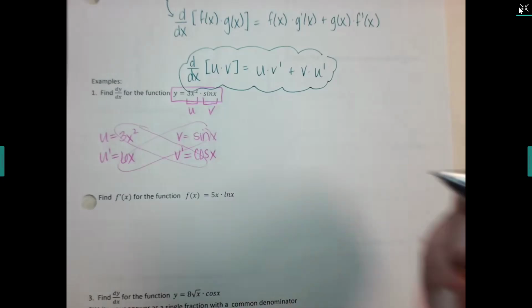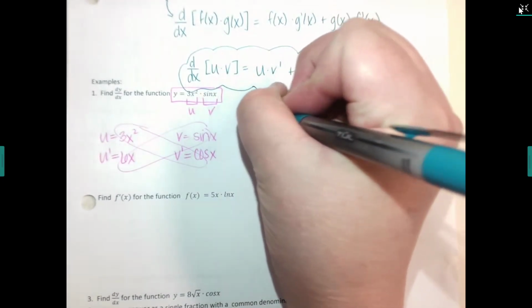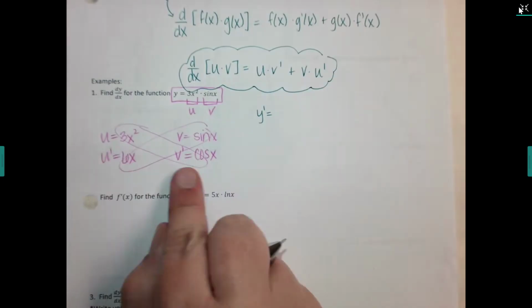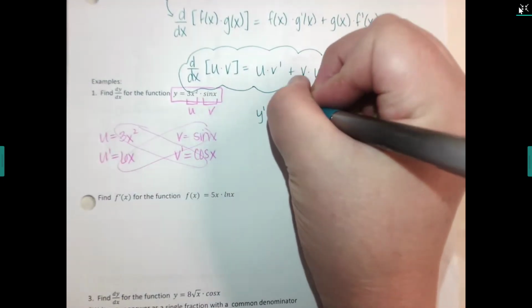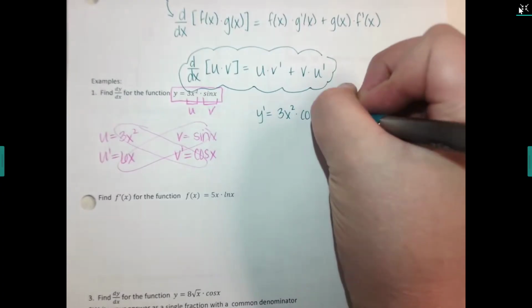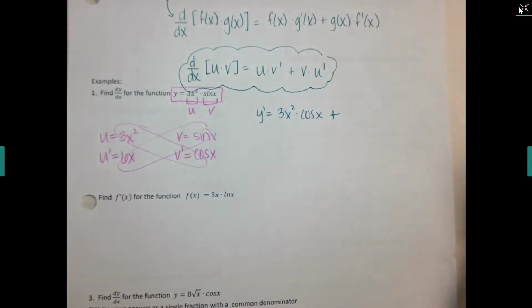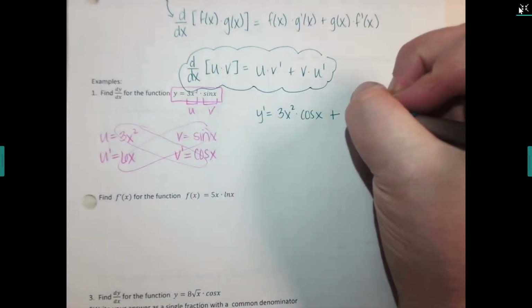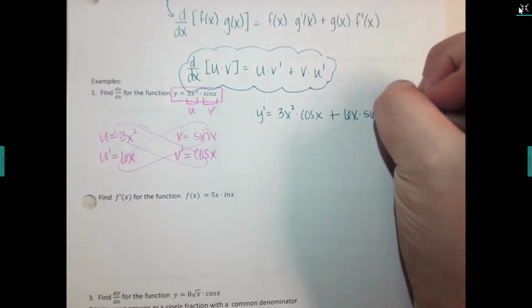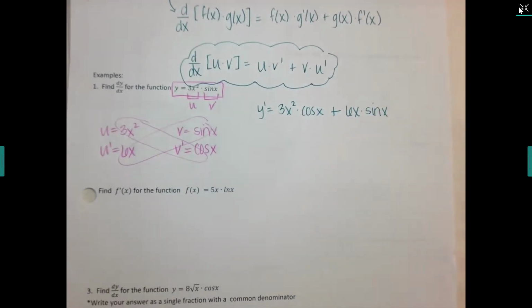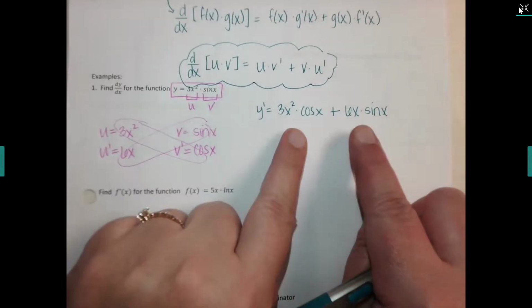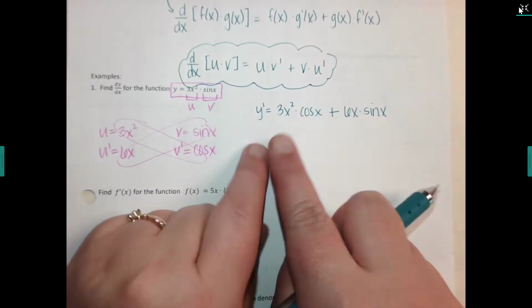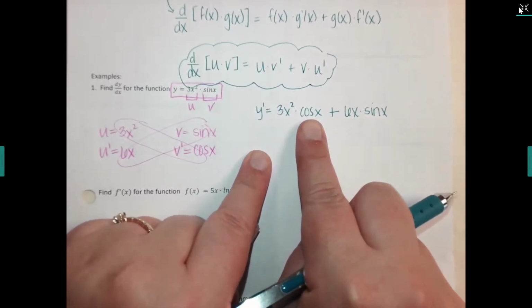Okay, so right over here to the side, put Y prime equals. UV prime would be 3x squared times cosine x plus, and then VU prime would be this diagonal, so it'd be sine x times 6x. Now, I do want to point out something to you. Multiplication and addition, they're commutative. What that means is it doesn't matter if you put this one first or this diagonal first. As long as you get both of them with a plus in the middle, that's all that matters.